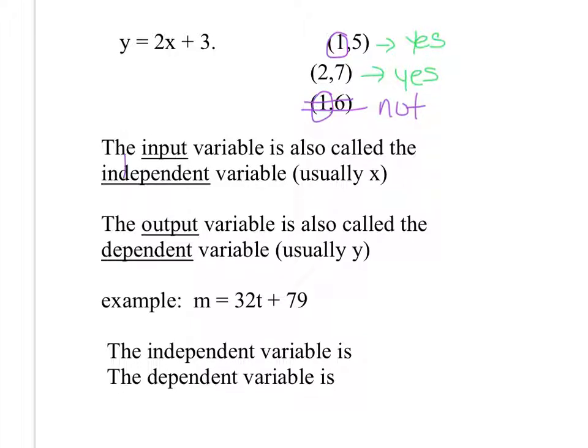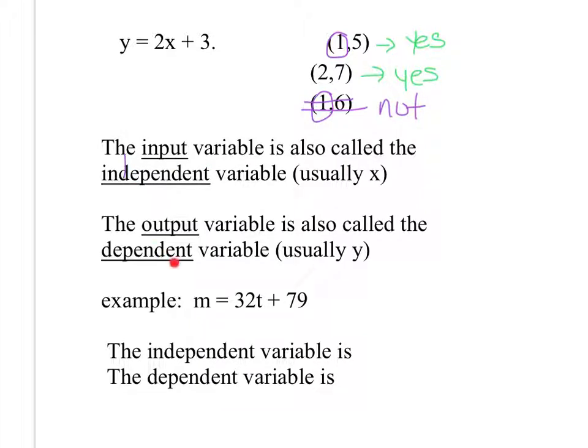Okay, but independent is the one that you plug in for. Usually it's the x, and it's surrounded by all the junk. That's the one that you're going to do the math with, and it's going to tell you the other one. So if we look down here at the example, t is my independent variable because I'm going to plug in for t. I'm going to multiply it times 32. I'm going to add 79, and that's going to tell me the m. So independent and input are the same.